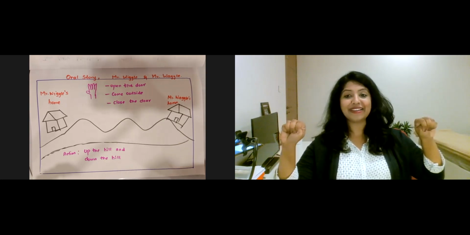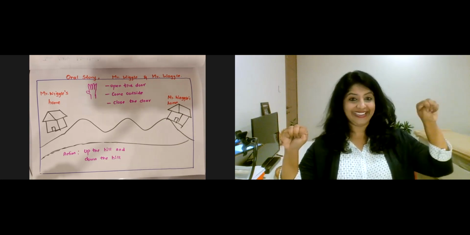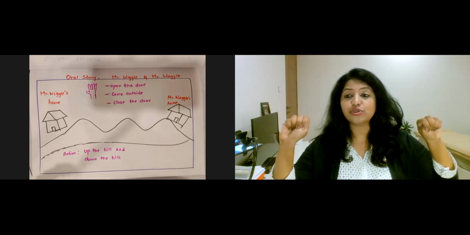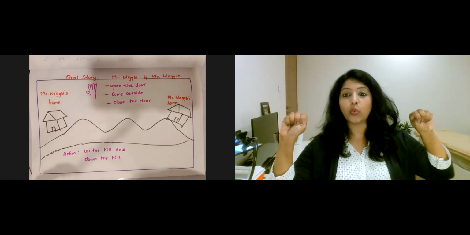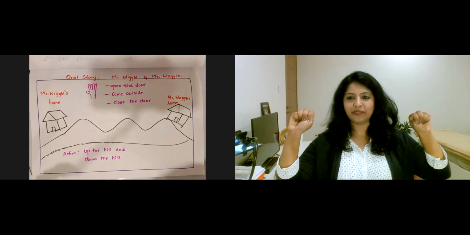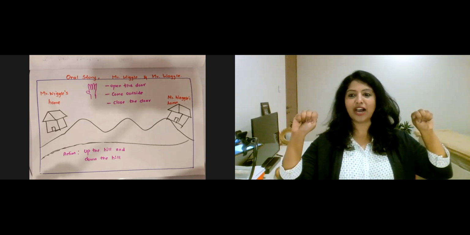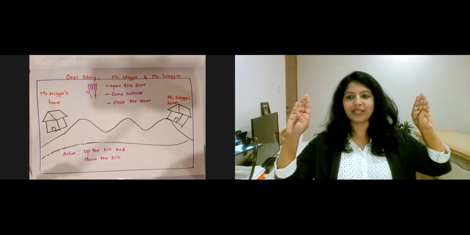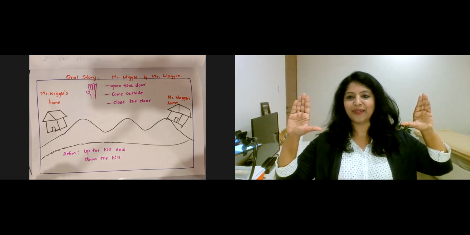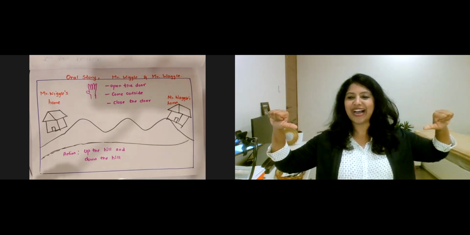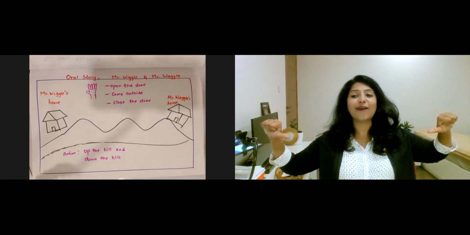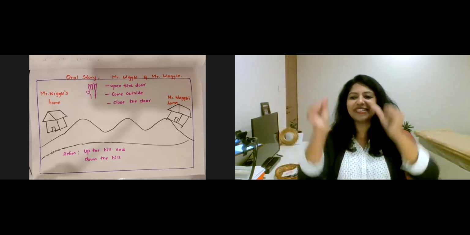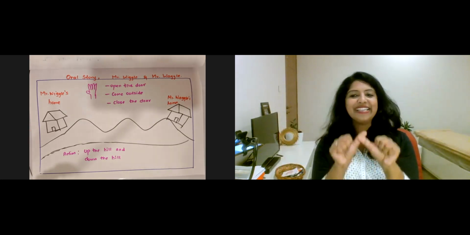Next day morning, both Mr. Wiggle and Mr. Waggle, they try to visit at the same time. To wake up at the same time, they open the door at the same time, they walk outside same time, they shut the door at the same time, and they start going up the hill, down the hill, and finally they meet.